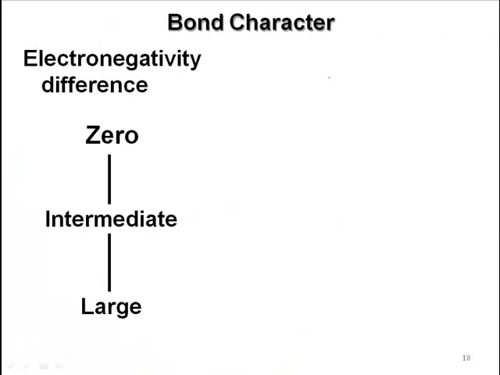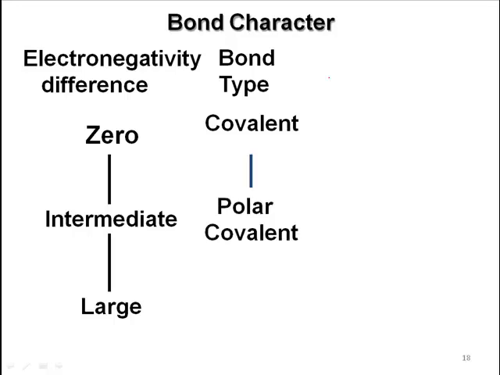Now, looking at the dipole nature and the bond character, when the electronegativity difference is 0, the bond type we get is called a covalent bond, or some people even call it non-polar covalent, to be very specific. When the difference is intermediate, it's called a polar covalent bond. That means it has some ionic character to it. And when the electronegativity difference is really large, it's called ionic. That means there's not really any sharing going on.